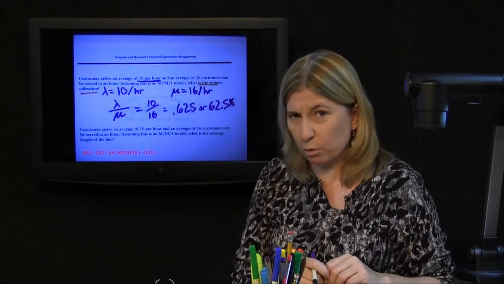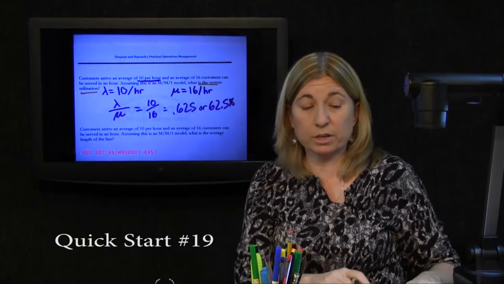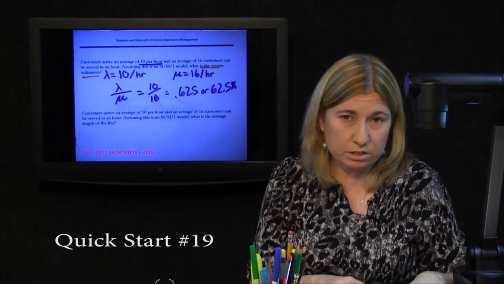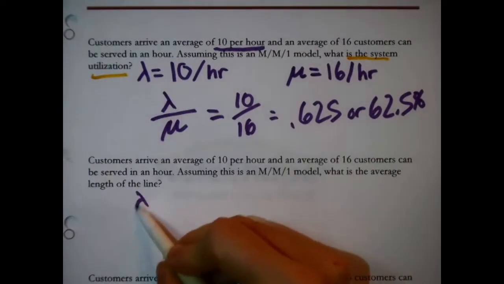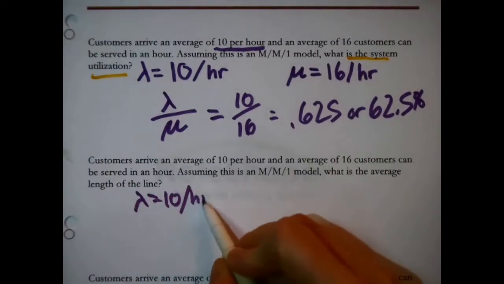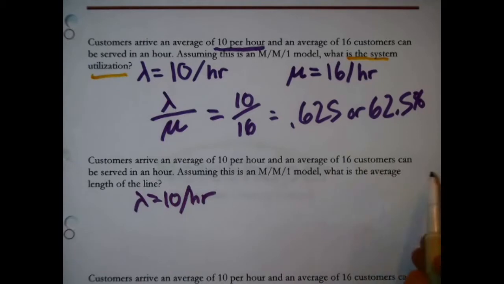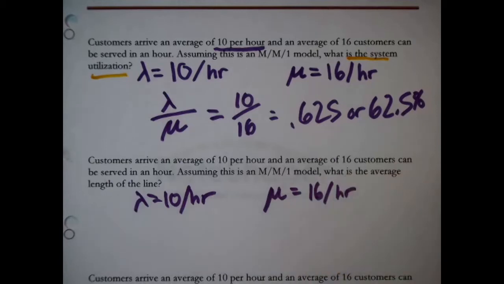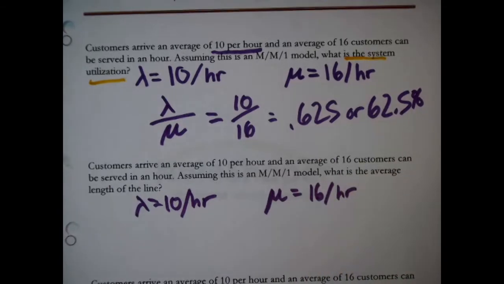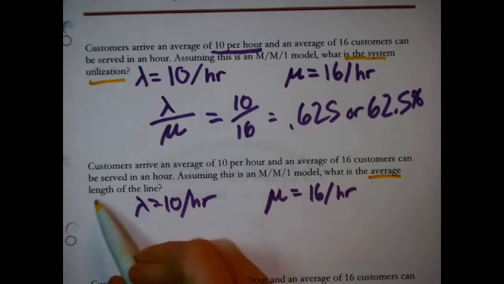Now the next question is apparently about the same system, because if you look, it's the same lambda and mu. Customers arrive at an average of 10 an hour. Yes, we saw that before. And an average of 16, mu, customers can be served in an hour. Assuming the MM1 model, what is the average length of the line?